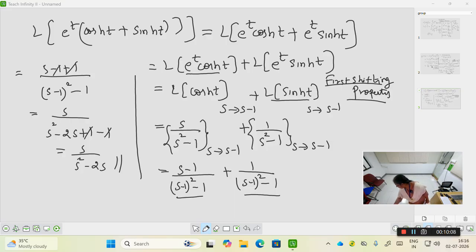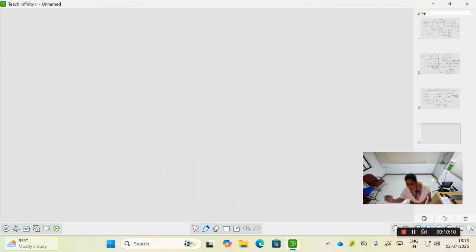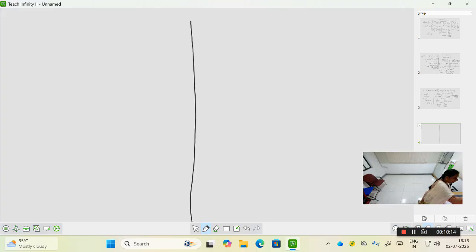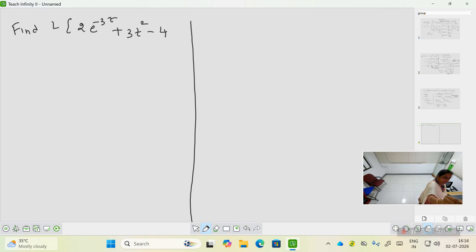Yes. Next problem is this. What is the next problem? Find the Laplace transform of 2e power minus 3t plus 3t square minus 4 sine 2t plus 2 cos 3t.